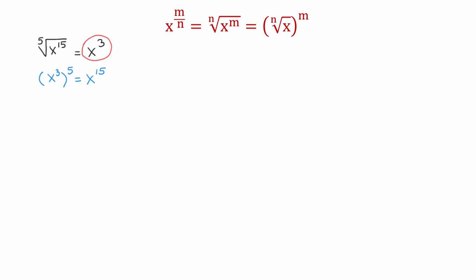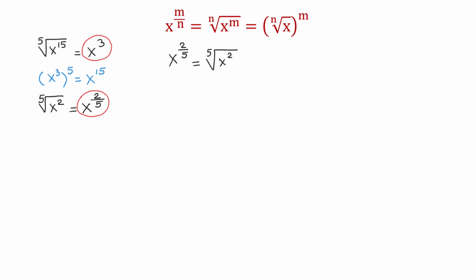Now, let's see another example. That will be the fifth root of x squared. Now, in this expression, if we divide 2 by 5, we will not get a whole number. But we can still write it in exponential form by dividing the exponent 2 by the index 5. So then, if we have an exponential expression where the exponent is a fraction, we can write it in radical form, and the numerator 2 will become the exponent of x, and the denominator 5 will become the index.